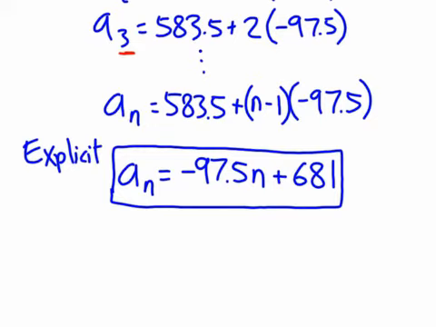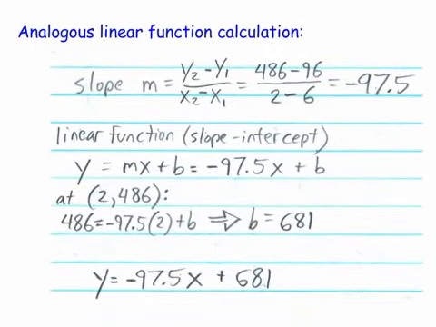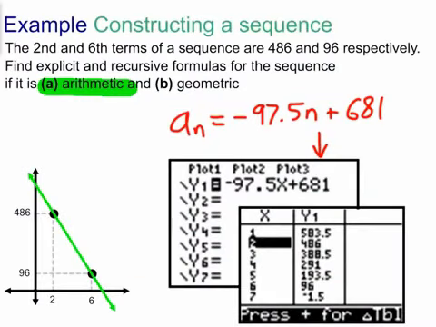All right, I keep making the claim that this is very similar to stuff you've done before, and I always encourage you to keep recognizing those connections. So I want to show you that this is an analogous linear function calculation. Actually, I should show you this first. If we imagine this scenario here, being told that the second term of a sequence is 486 is kind of like being told that the input, x, for a function is 2, and that the output, y, is 486. And similarly, being told that the sixth term is 96 is, think of those as point coordinates. X equals 6, y equals 96.